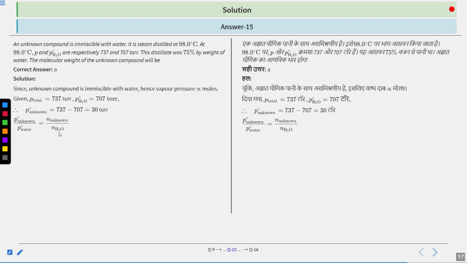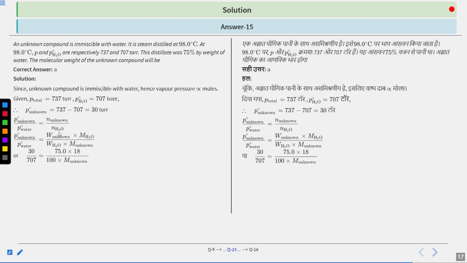Okay, we have written this. Now, putting all the values, we get the value of the required thing, which is M unknown. Clear, the molecular weight of the unknown compound, and that would be 318.15 gram per mole. Clear? Now moving on to the next question.